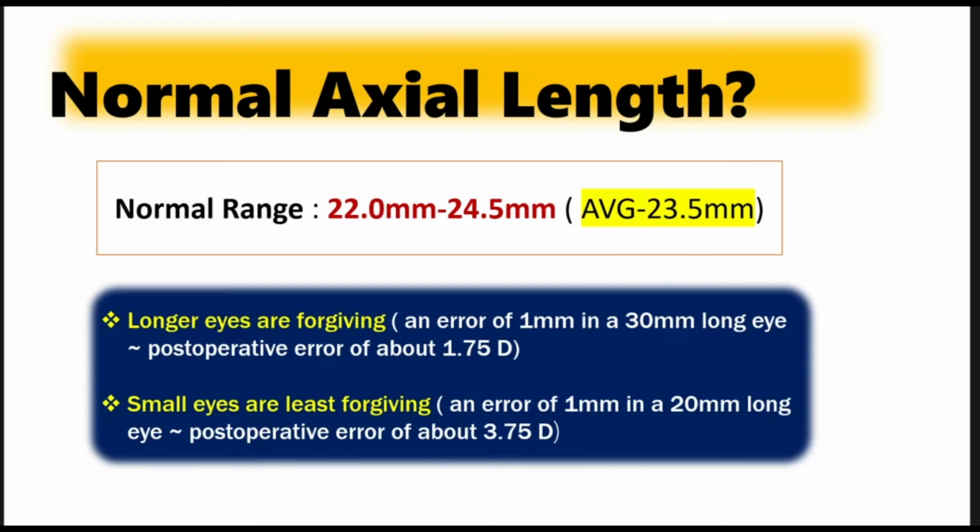This is important to know because eyes which have longer axial length than the average are much more forgiving. For example, if you take an eye which is about 30 millimeters long, a 1 millimeter error in the axial length will lead to a post-operative error of about 1.75 diopters compared to the 2.5 diopter error that occurs in an average length eye. Smaller eyes are least forgiving. For example, in an eye which is about 20 millimeters long and there is an error of 1 mm, the post-operative refractive error is going to be much more. It is about 3.75 diopters, which is much greater than the 2.5 diopter error occurring in a normal axial length eye. So what you can remember is that the errors are more in smaller eyes compared to the average eye compared to the longer eyes, and the longer eyes are the most forgiving.